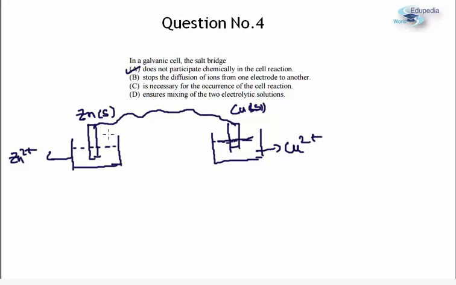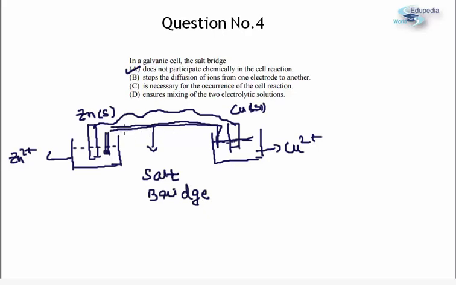Now as you all must be knowing, we attach a porous tube over here, an inverted U tube, and this inverted U tube contains an inert electrolyte. So this inverted tube is known as your salt bridge. Fine, and this salt bridge consists of an inert electrolyte. That means it does not participate in the cell reaction. So A is going to be a correct answer.